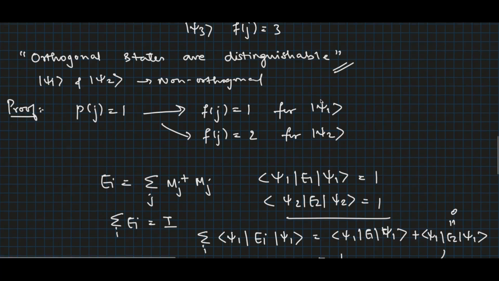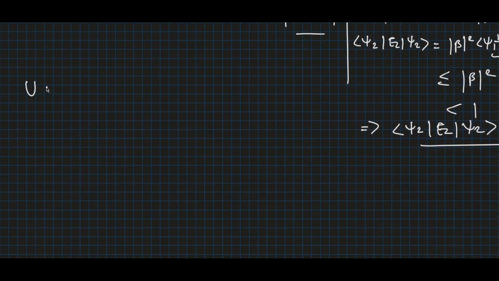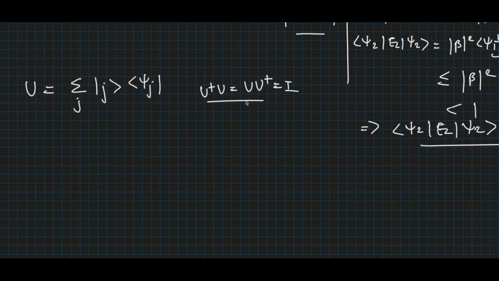Another way to understand this condition is by defining a unitary operator U, which is equal to summation over j of ket j times bra psi j, such that U dagger U equals U U dagger is equal to I, which is a condition for our unitary operator, where the states psi j are all orthonormal states. Now, if U operates on a state psi j, that is, U operating on psi j, will give us j. So, with the help of this unitary operator, we can easily distinguish the given states psi j.